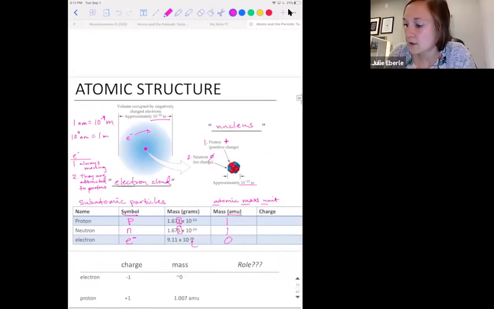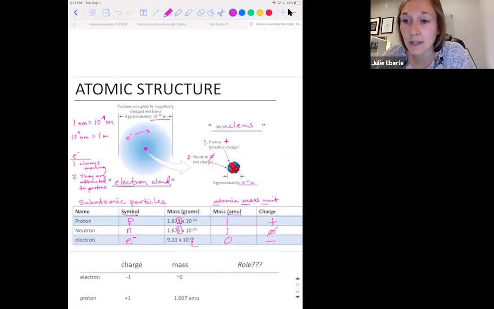All right, lastly, let's look at the charge. So 2 of the 3 of these are charged. Protons, we said, have a positive charge. Neutrons, no charge. And electrons have a negative charge. Okay? Now, the biggest thing to know with the charges is obviously because protons and electrons have the opposite kind of charge. What do you know about opposites? Opposites attract. That's why electrons and protons are attracted to each other.